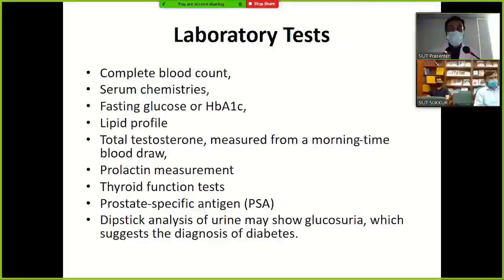Then laboratory tests. Baseline tests such as CBC, urea creatinine, and fasting glucose or HbA1c should be done. Lipid profile should be checked. Testosterone level should be done, especially with a morning time blood draw. Prolactin measurement, thyroid function test, PSA testing, and dipstick analysis of urine may show glycosuria, which suggests a diagnosis of diabetes.